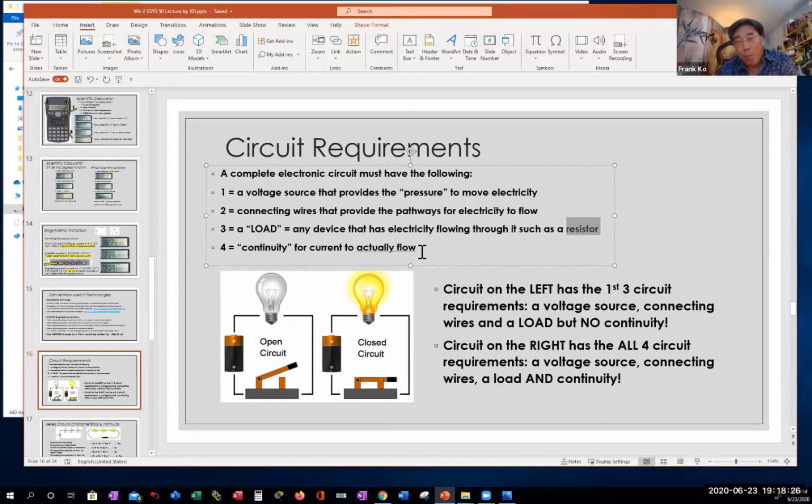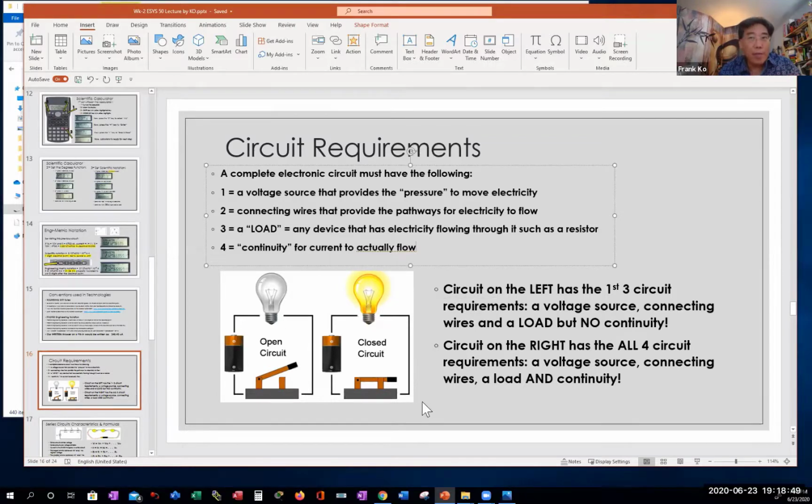Then, for a practical circuit, the fourth thing is something called continuity. Continuity is essential for the current to actually be able to flow. And I'll give you a definition for continuity in a little bit, but I'll tell you right now, continuity simply means a complete path for electricity to flow.